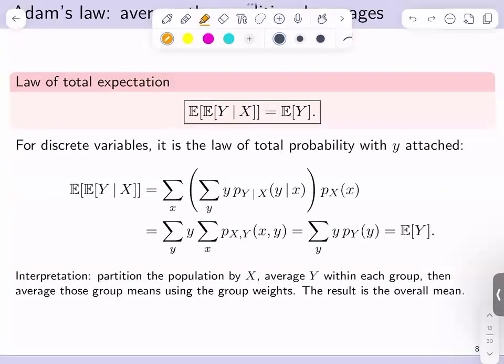Any questions about this or this interpretation? We'll see an example of this. It's really good to think about this as groups. It helps understand what is going on much better.